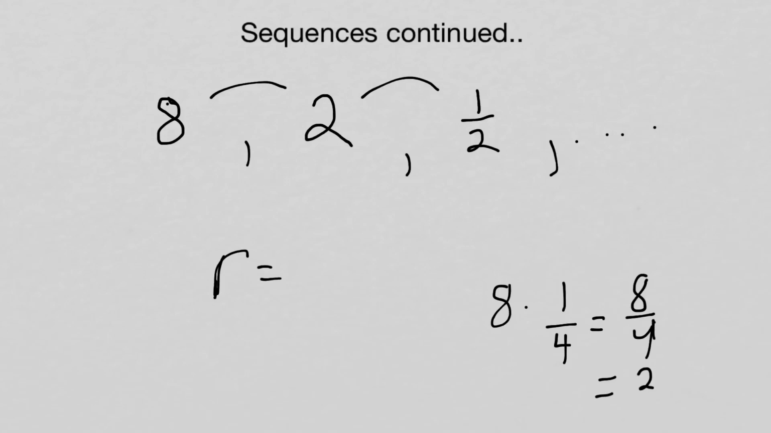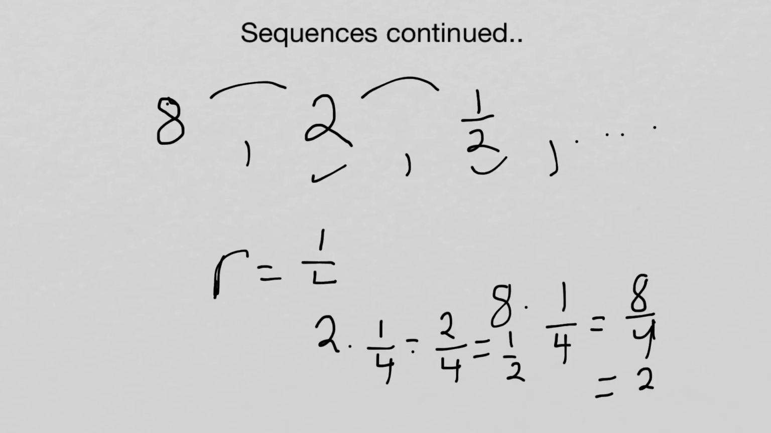All right, so let's see if that works, multiplying by a fourth. 2 times 1/4 equals 2 fourths, which equals 1/2. So this one checks, this one checks. The ratio for this is 1/4. Like I said, you might not see this question again, but just in case, I wanted you to see you can multiply by fractions.